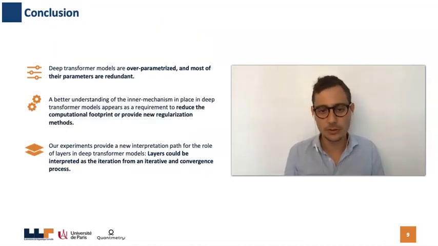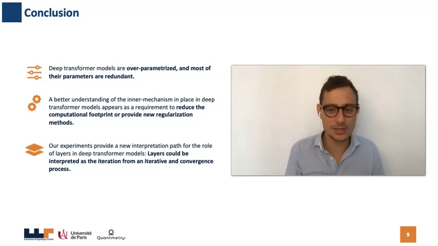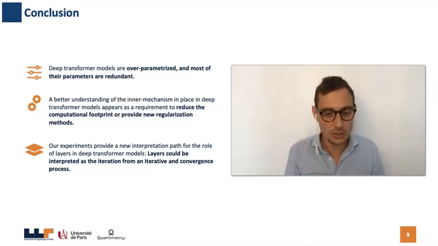As a conclusion, transformers are famous for their exponentially growing number of parameters. On the one hand, larger models appear as a key requirement for downstream performance. On the other hand, we suspect that deep transformer models are overparameterized, and most of their parameters are redundant. We should first better understand the mechanisms in deep transformer models to reduce their computational footprint.